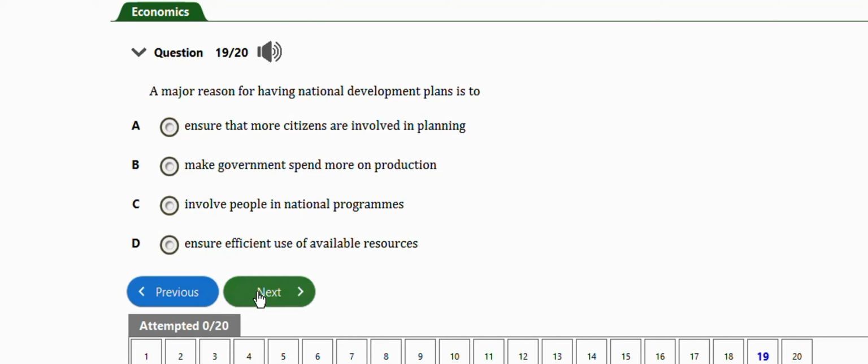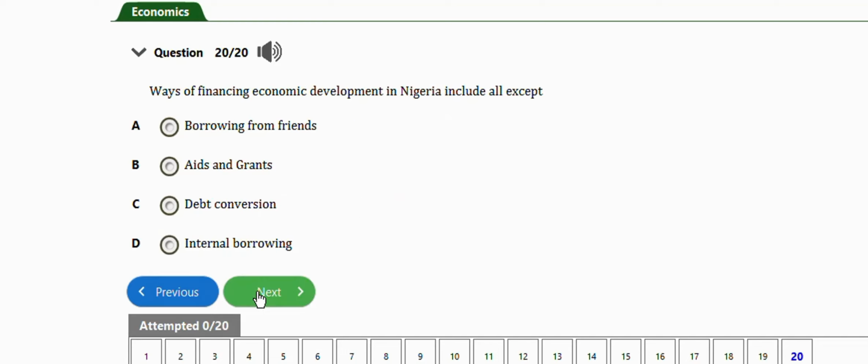The last question before I end this video is this one. It says ways of financing economic development in Nigeria include or except borrowing from friends, aid and grants, debt conversion, internal borrowing. So the right answer is option A. The exception here is borrowing from friends.